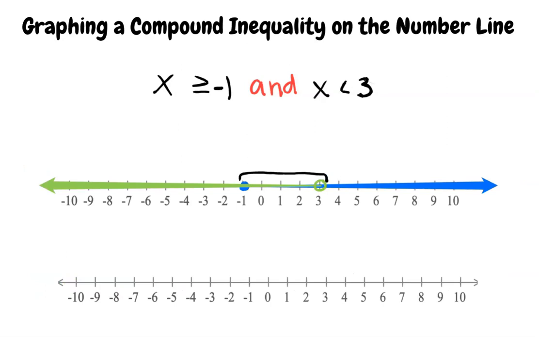Because the original problem statement contained "and," we are interested in representing the region over which both of the inequalities apply. In combining these graphs, the region where the two arrows overlap is from -1 to 3. We draw a line between the values of -1 and 3, thus representing the region where x is both greater than or equal to -1 and less than 3.